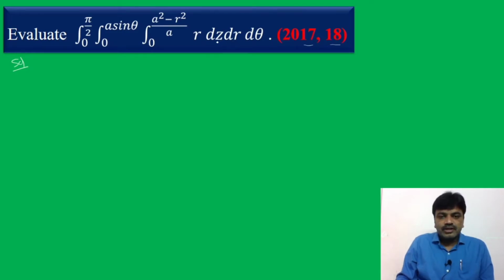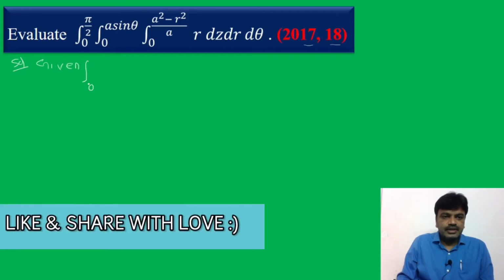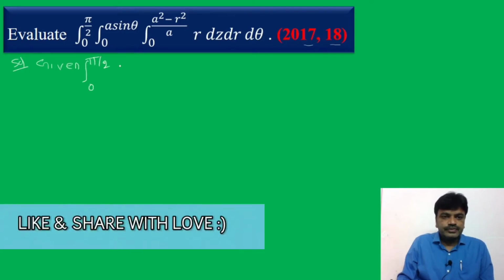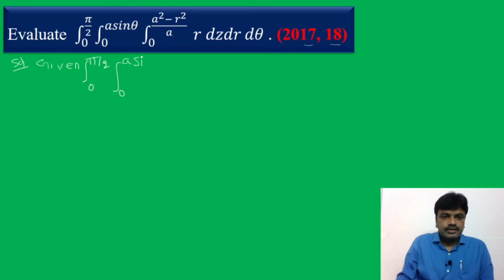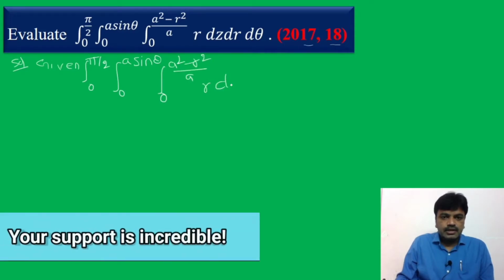If you observe the order, we have r square, so you can integrate with respect to z, and then with respect to r, and then with respect to theta, since the limits are constants. So the order is correct, there is a proper order. So write the given integral: integral 0 to pi by 2, integral 0 to a sin theta, integral 0 to (a square minus r square) by a, r dz dr d theta.